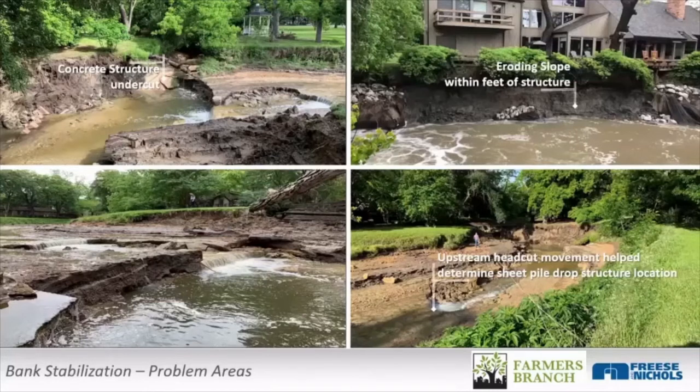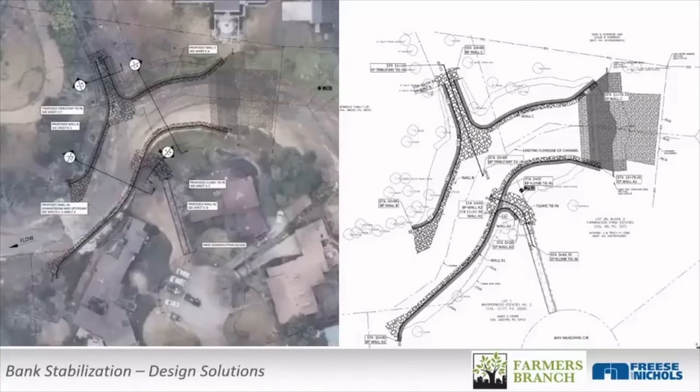Bottom left, you see the culprit there. That's the actual head cut. You can see how dynamic and unstable this site was. And really where that head cut was helped us determine where the sheet pile needed to be and also the extent of the bank stabilization.